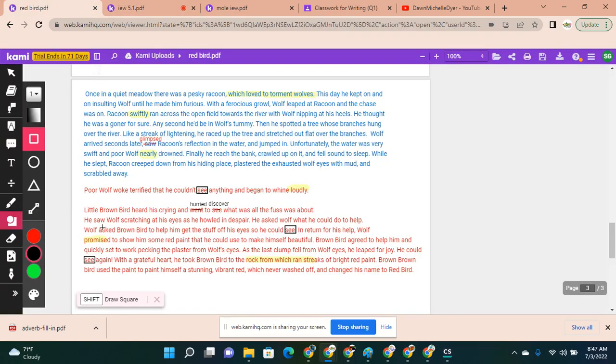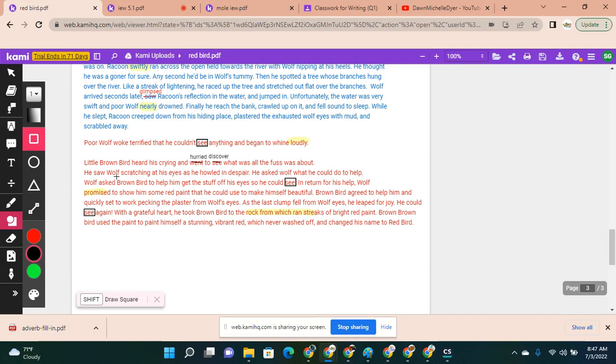And it's just better. But in the second part, the reason I said see is that I think see sounds better here, because I could say the poor wolf woke, terrified that he couldn't view anything. That just doesn't make very good sense to me. So I think in some cases the word see is better to use, okay?